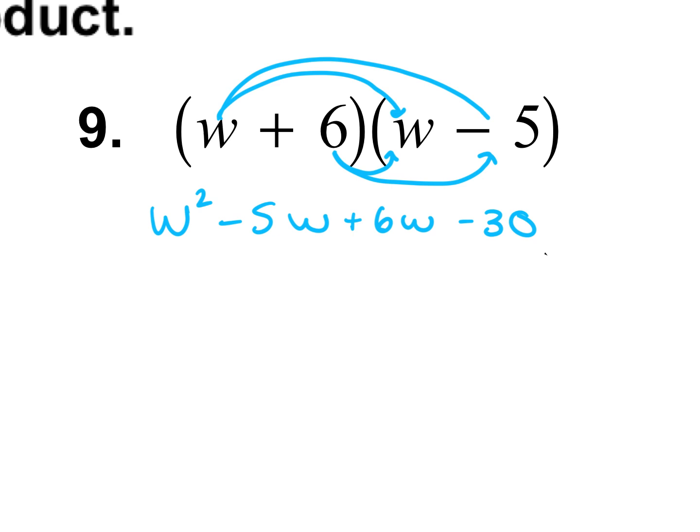Combine like terms. So what do we start with? What's negative 5w plus 6w? Negative 5 plus 6 would be 1, so that would be just w. And then last? Minus 30.